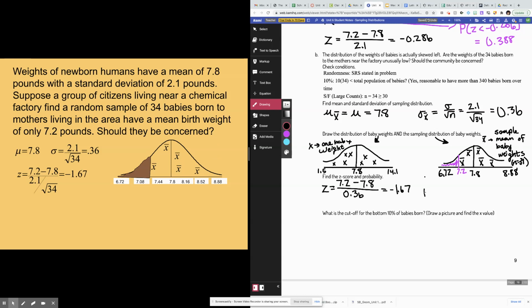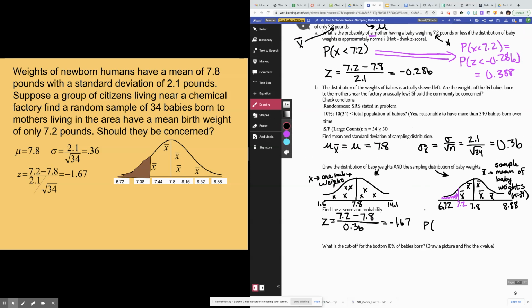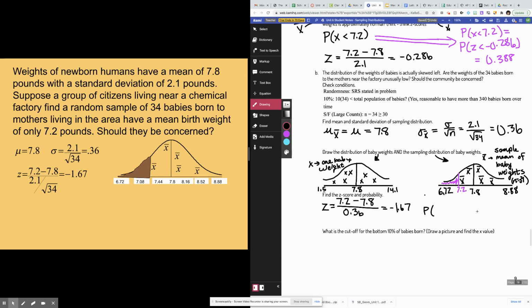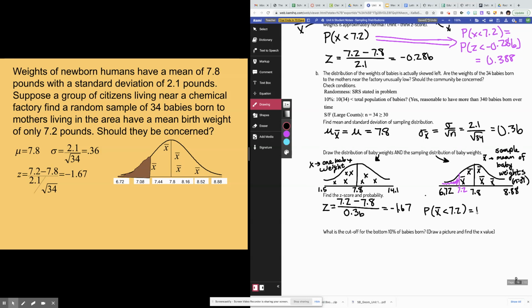So here, what we are trying to find now is not the probability that x is less than 7.2, but rather the probability that the sample mean x bar is less than 7.2, okay? Which is equal to the probability that z is less than negative 1.67, right? So again, I got my final probability from my calculator. I used normal CDF, but you could also get it from the Z table. You would get approximately this same value. So that probability that I got when I plugged it into my calculator was 0.0478.